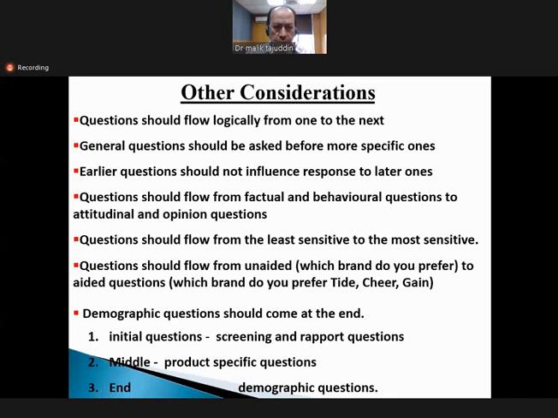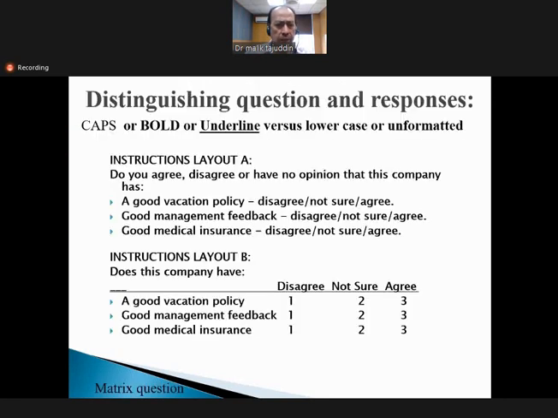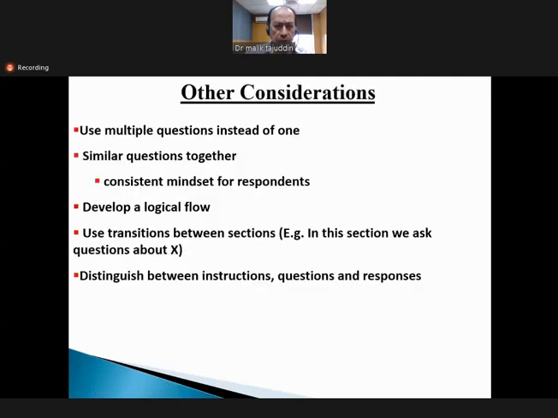Questions should flow from unaided, such as which brand do you prefer, to aided, in which you have given the names of the brands. Then demographic questions should come at the end. Initial questions should be screening and rapport. Middle questions should be product specific, and the end should be demographic questions. You should not use multiple questions instead of one. Similar questions should not be given together. Develop a logical flow. Use transitions between the sections and distinguish between different questions and responses.